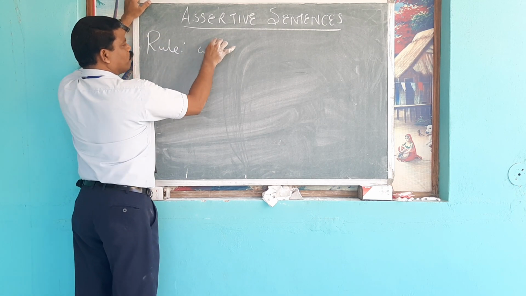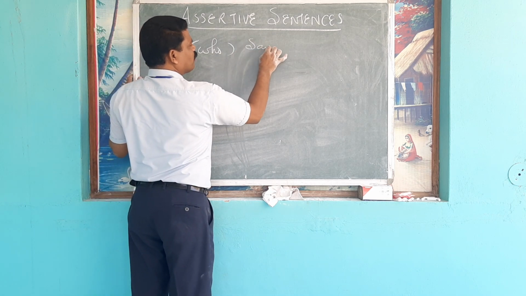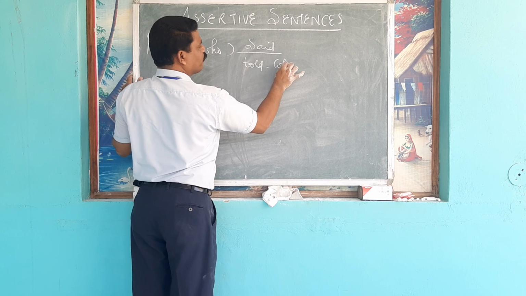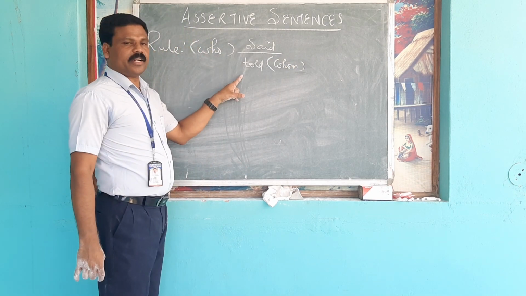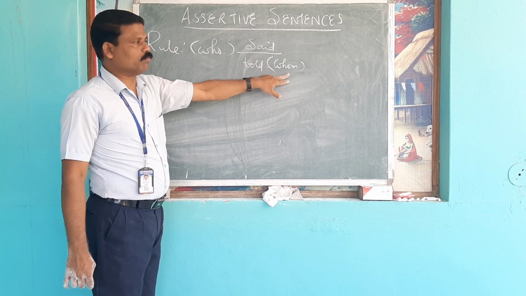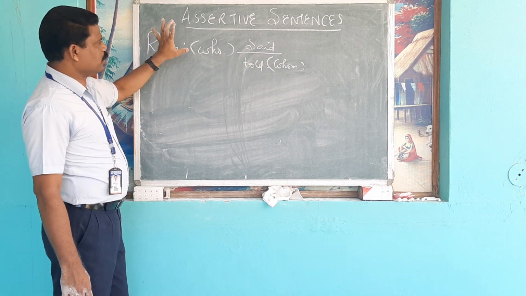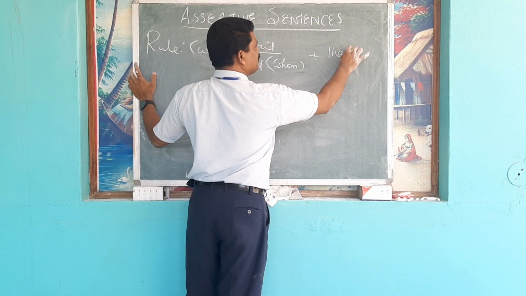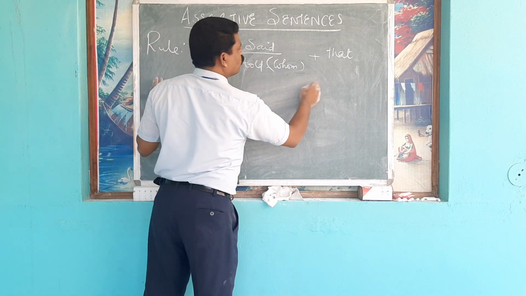Reporting verb. Who? It means the speaker. Said, or told. If there is a listener, you have to add told. Told whom? If there is only a speaker, you can say who said plus that. Then you can change the sentences into reported speech.